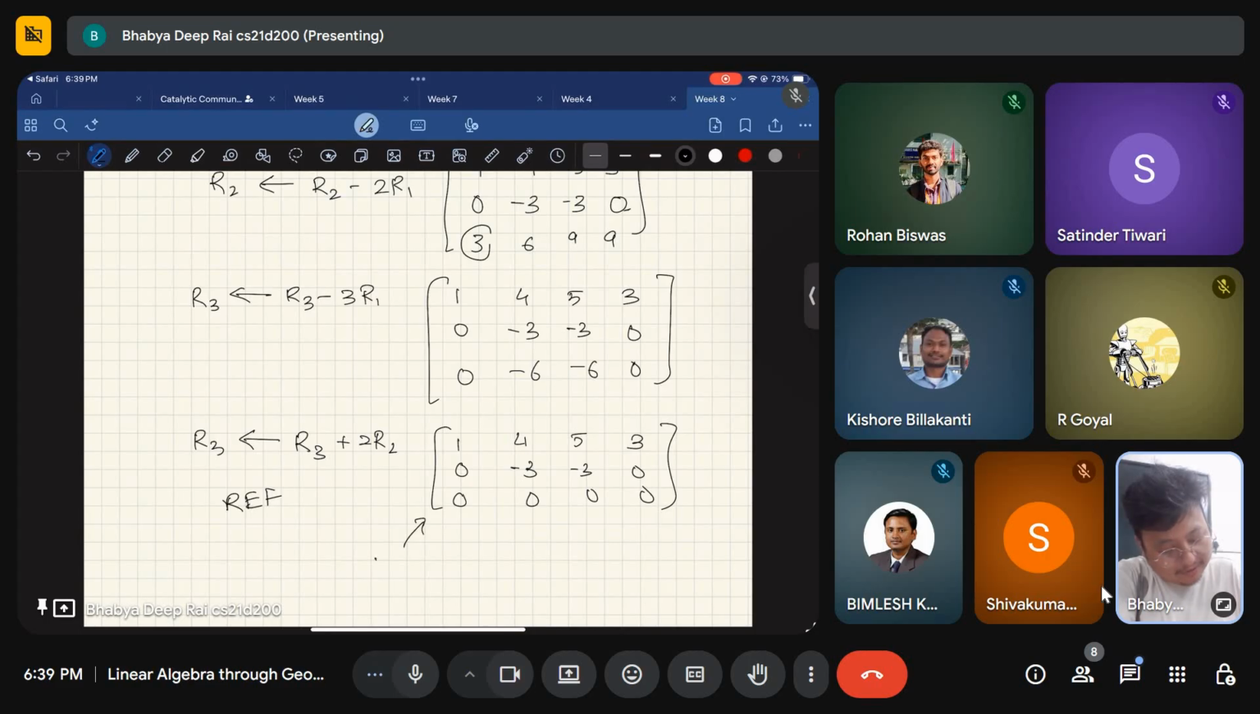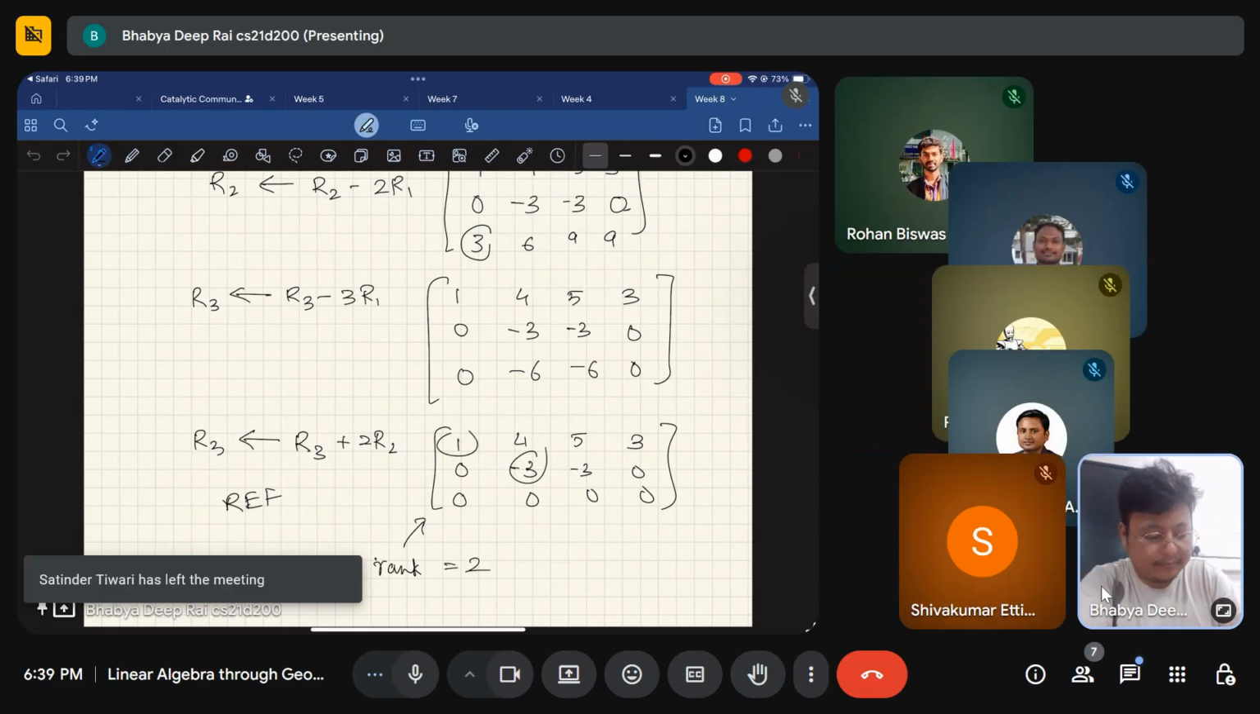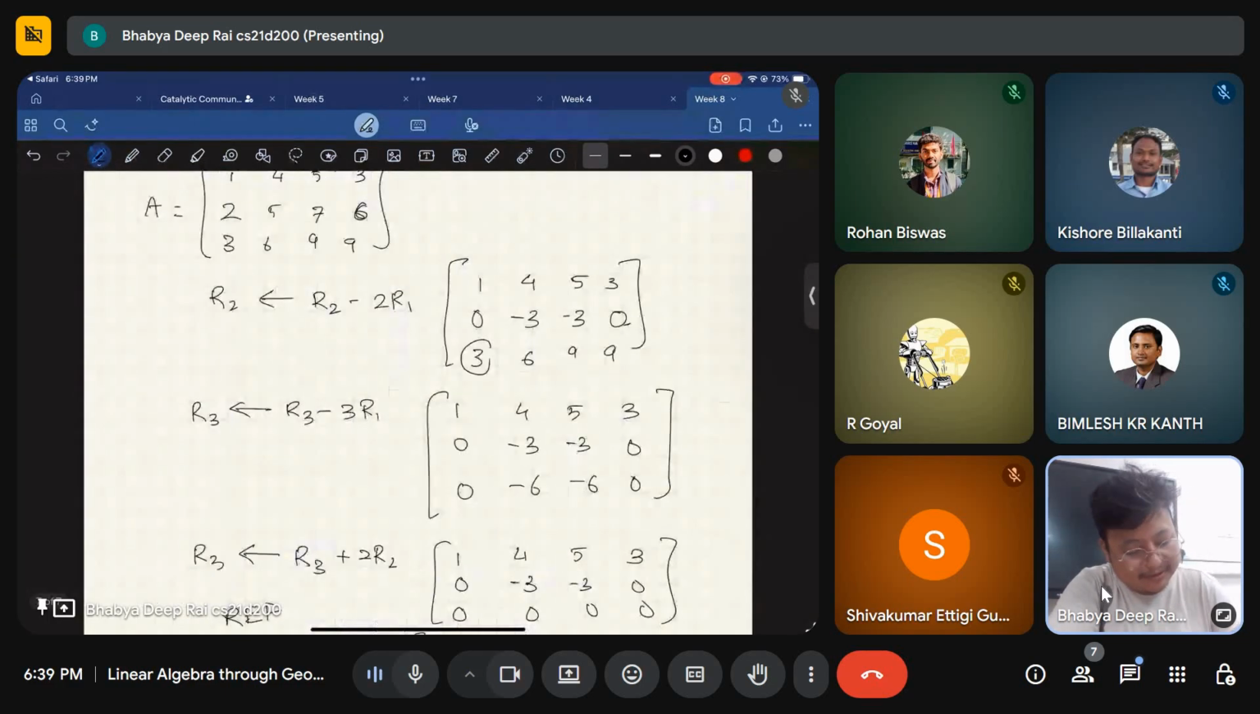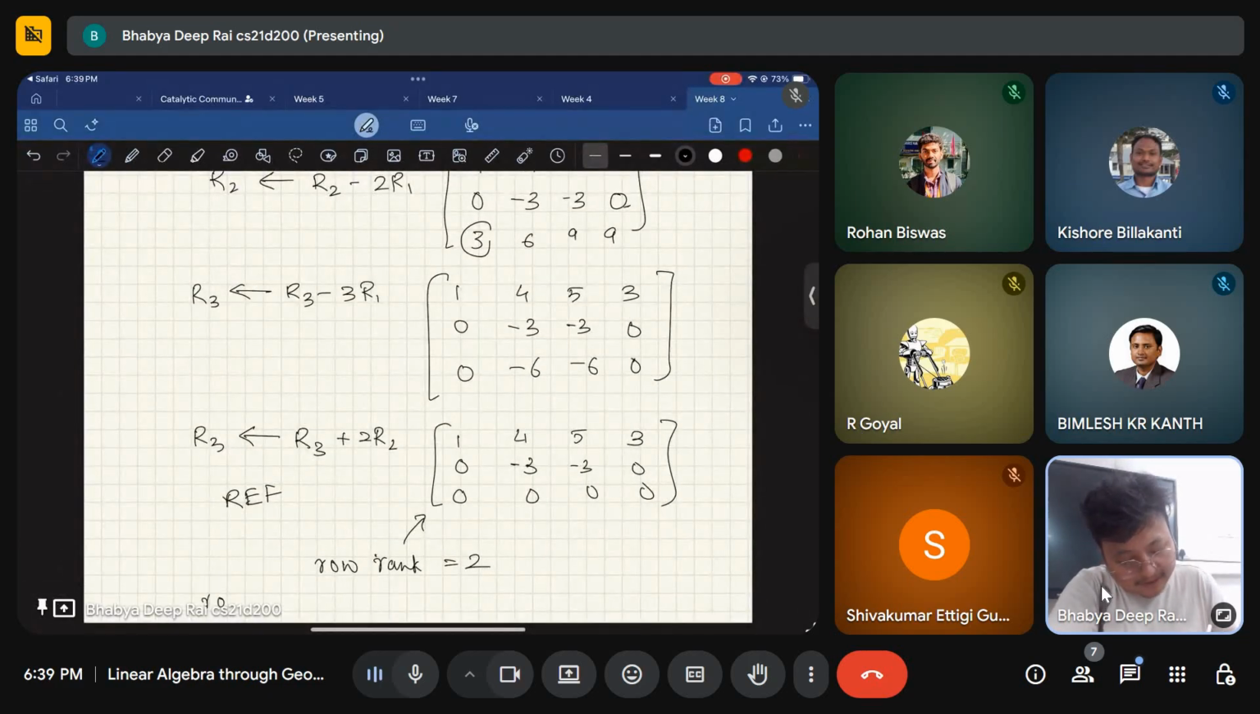What is the row rank? Row rank is 2 because there are 2 pivot elements. And what is the column rank here? Column rank was also 2. Well, it so happens that the row rank is equal to column rank is equal to 2. But it's not just in this case, the row rank is always equal to column rank.